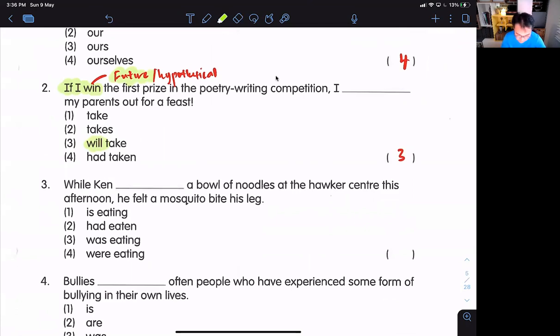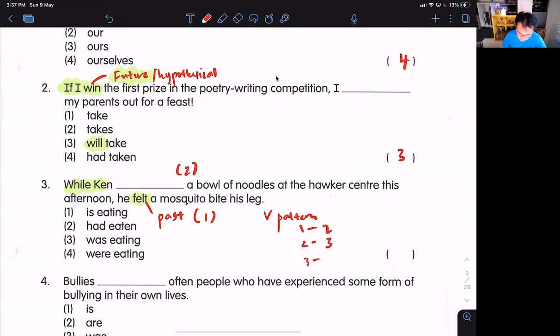So while, next one, while Ken, he felt a mosquito bite. So this is in the past, all right? And if this is 1, then this should be 2. Remember your verb pattern, right? 1 to 2, 2 to 3, right? 3 to 4, okay? So remember your verb patterning. So this is the 1 to 2 verb patterning. So if this is 1, then this got to be 2, and this is past tense.